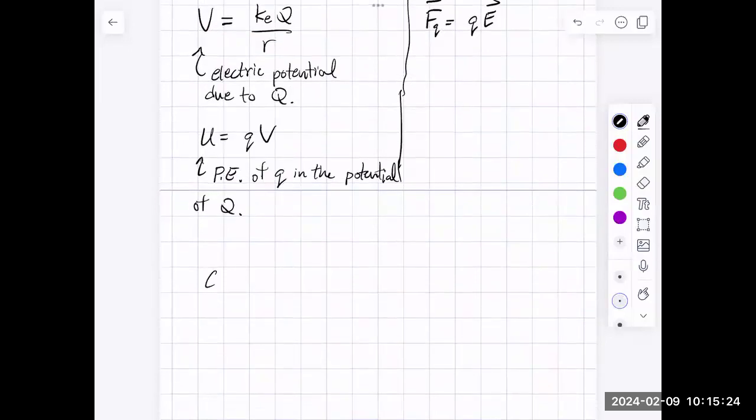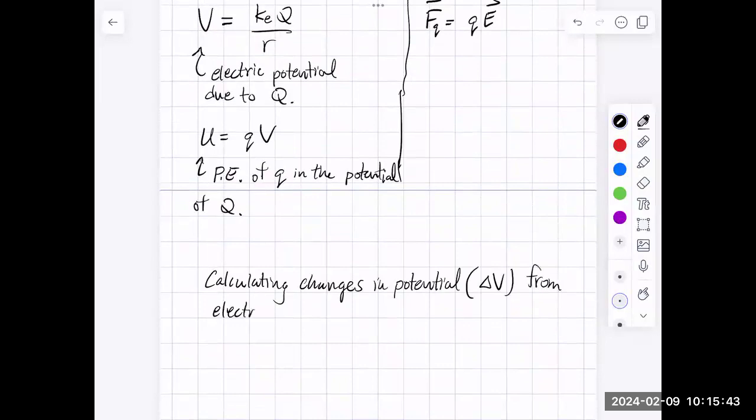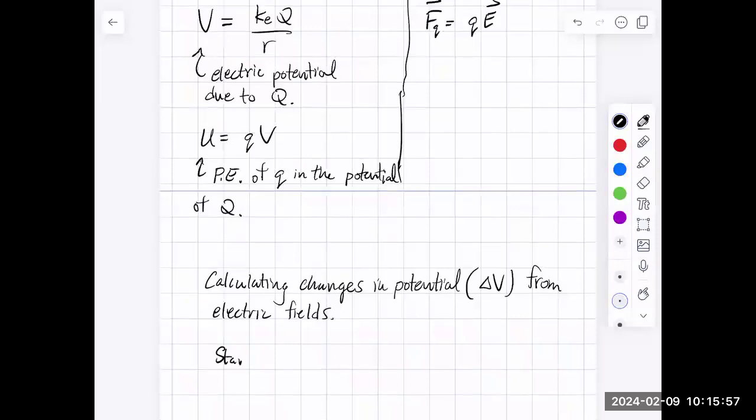So what we're going to try to figure out is calculating changes in potential. So this will be changes in potential, delta V, from electric fields. Okay, and this is going to be actually fairly straightforward because we've done a lot of the hard work already. So we're going to start with the work kinetic energy theorem.